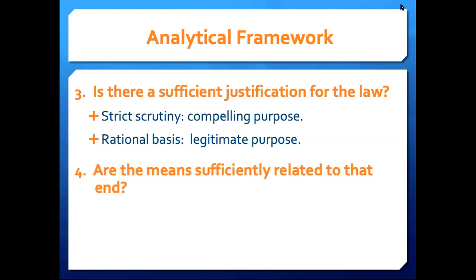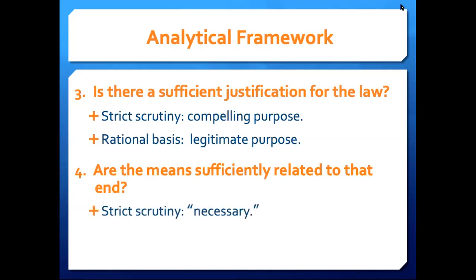And then the final step is we take a look at the means. We do a means-ends test. We ask if the means are sufficiently related to that end. In other words, is this particular regulation sufficiently related to the government purpose that we identified in step 3?